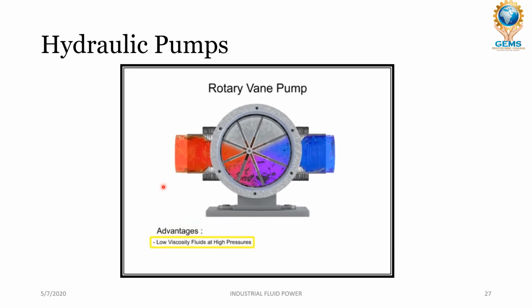Let's see the advantages. It handles low viscosity fluids at high pressure, can dry run for short periods, and develops a good vacuum. Some disadvantages: complexity, unsuitability for high pressure, and it does not run high viscosity fluids.